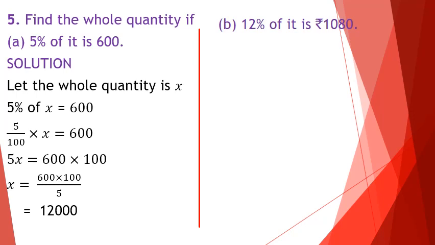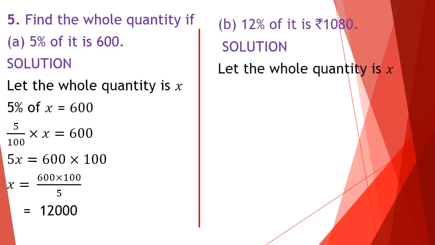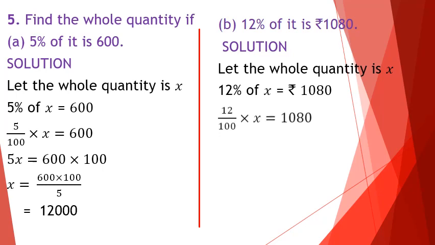Here also it means the whole quantity. Hence, the question will become 12% of the whole quantity is rupees 1080. So, we can rewrite the question this way. We are assuming the whole quantity is X. So, 12% of X equals 1080.